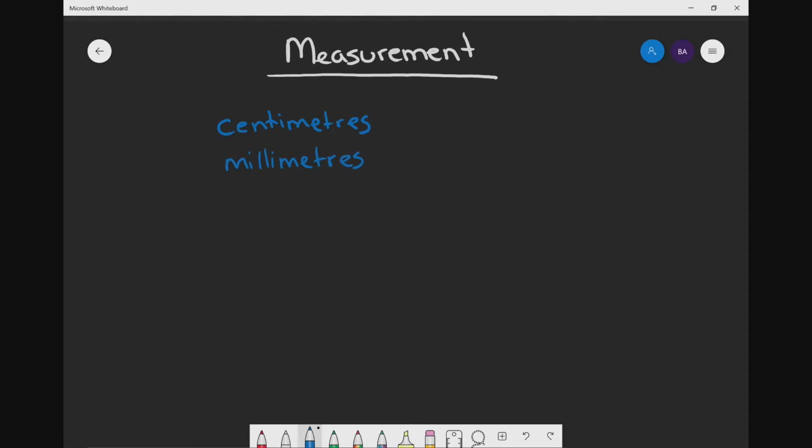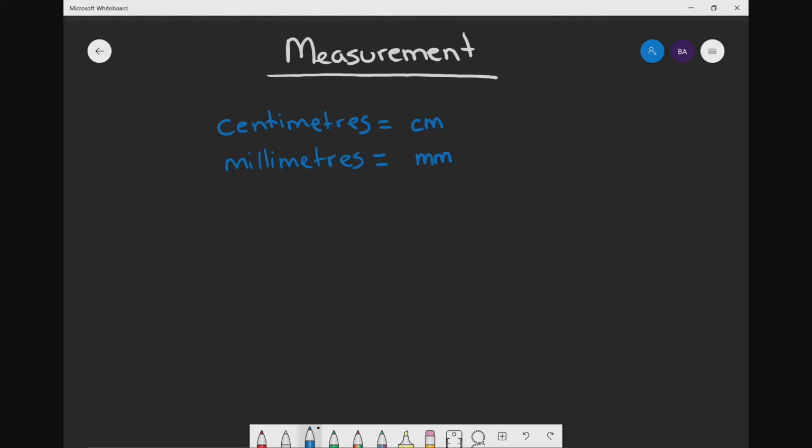Now, those are long words to write out every time. So if I wanted to say that something was 10 centimeters long, I don't have to write out the full word centimeters. So I use an abbreviation or a short form. And the short form for that is lowercase c and m put together. For millimeters, same thing. The short form of that is two lowercase m's next to each other.